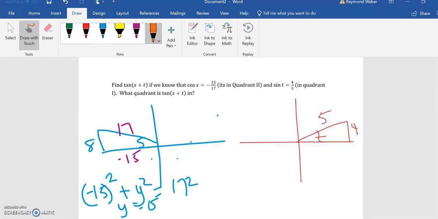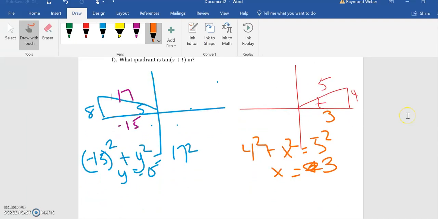Then over here, I'm going to do the same thing, and I'm going to do 4 squared plus x squared equals 5 squared, and I'm going to get x is 3, because this is a 3, 4, 5 right triangle. So there we go. We've got both of our sides, which is good because I need to figure out the tangent of both of these, right? That's what I'm going to need for my tangent formula. I don't need cosine, I don't need sine, but I need both tangents.